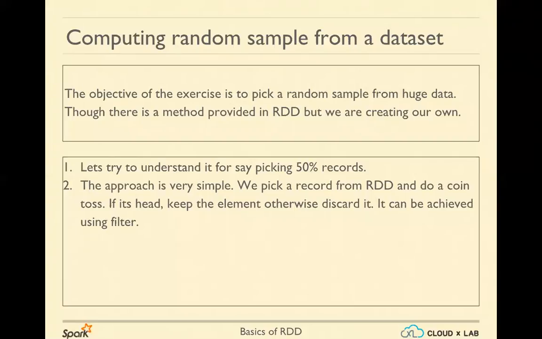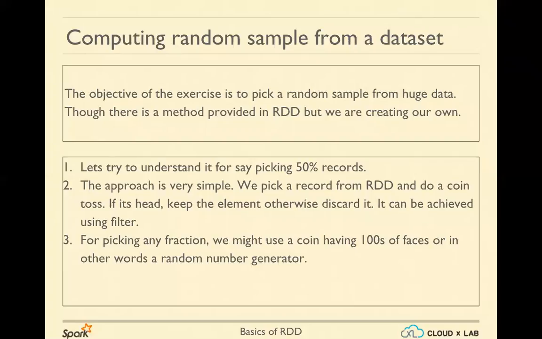So how do we pick? We use the filter, and in the filter we say: do the coin toss. If it's heads, keep the element, otherwise discard it. This can be achieved easily with the filter. For picking any fraction, we might use a coin with, say, a hundred faces. In other words, as Mohammed suggested, we could use a random number generator to pick a number and see if it is lesser than the fraction we are looking for.